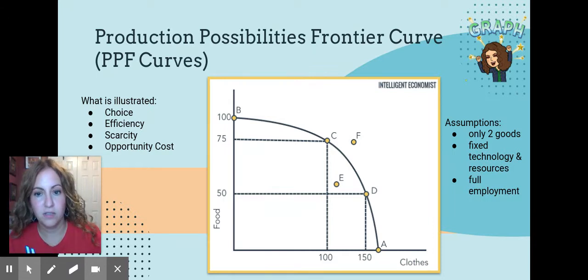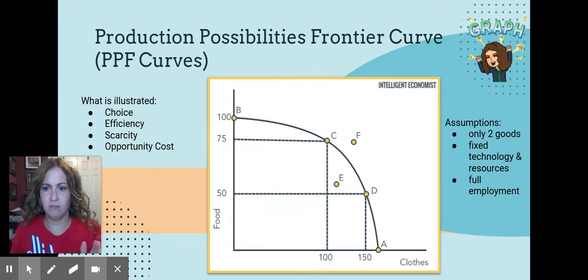Of course, if we're at the two ends of the extreme, if we're at point B, yeah, we're making all food, but that means we're not making any clothes. And if we were at point A, like we just were, we're making all clothes, but we're not making any food. So how is choice illustrated in this graph? It's where you are on the graph. The point says this is our choice. We are making all food, or we're making all clothes, or something in between.